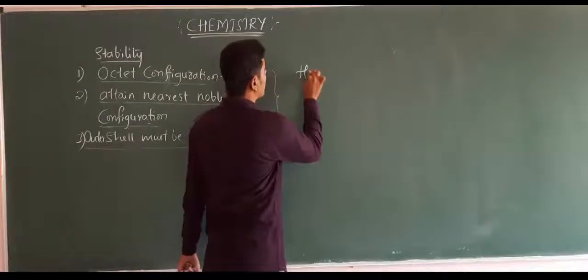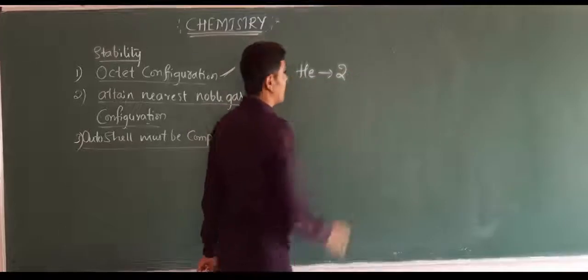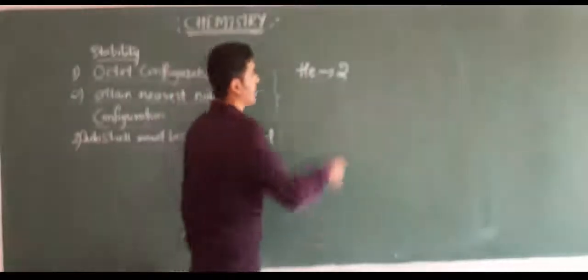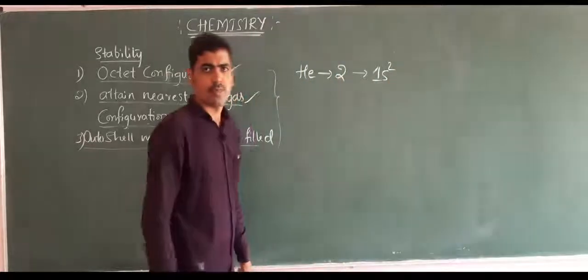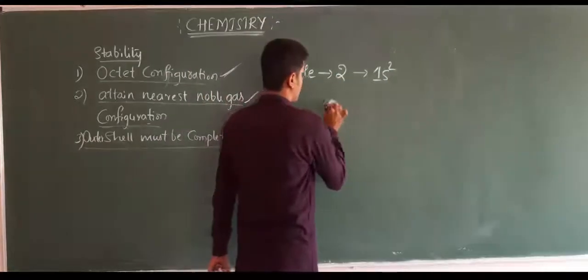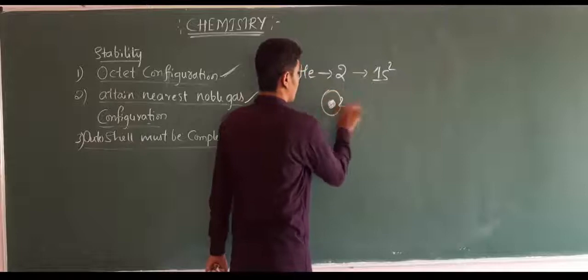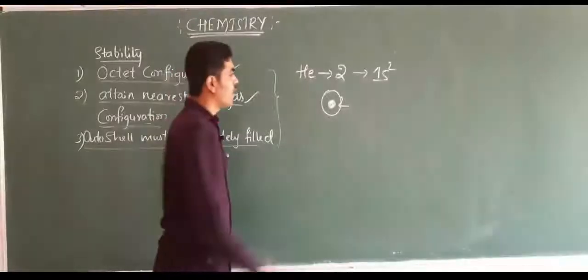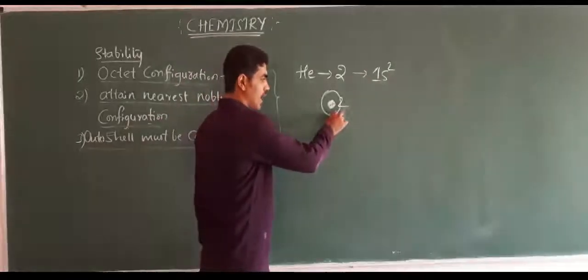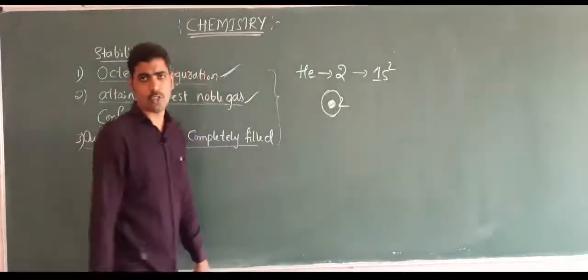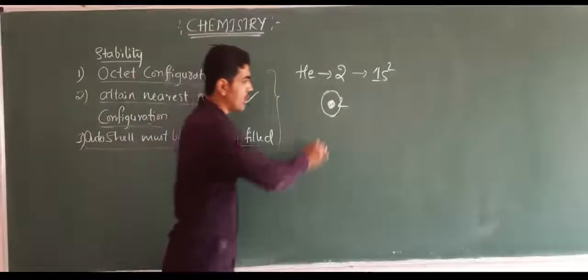In case of helium, what is the atomic number? 2. How will you write the electronic configuration? 1s2. Now how do you write the structure of this helium? 2. Now this is the outermost shell because only one shell is there. Now is it completely filled?